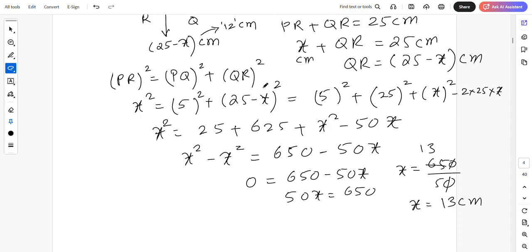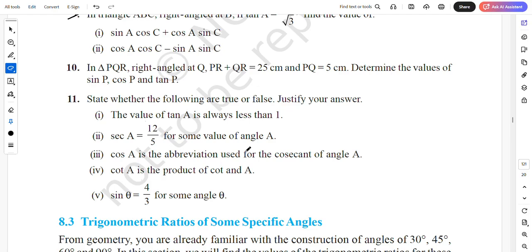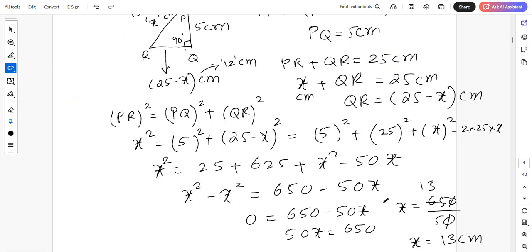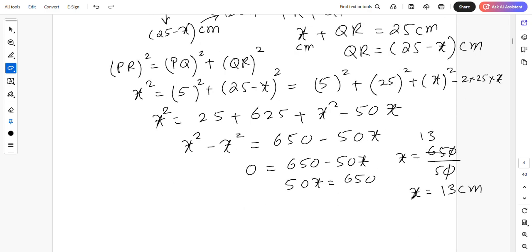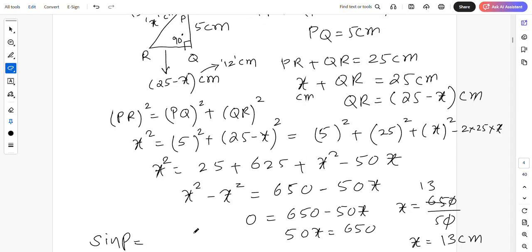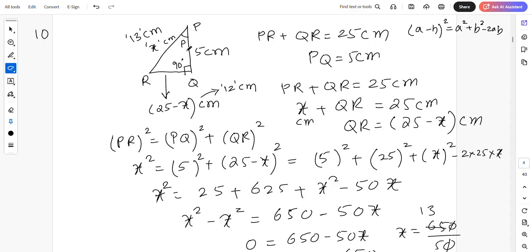Now, what are we supposed to calculate? We are supposed to calculate the values of sin P, cos P and tan P. This is the angle P. How much is sin P? Here we are getting 12 centimeter, and this is 13 centimeter.